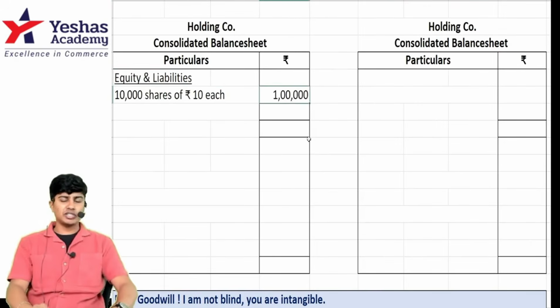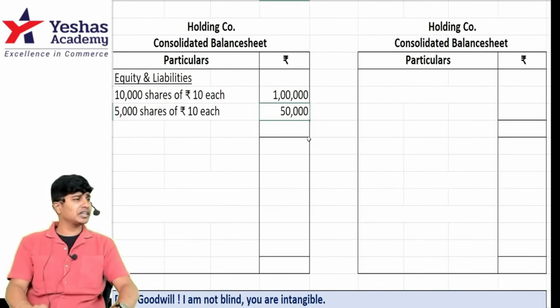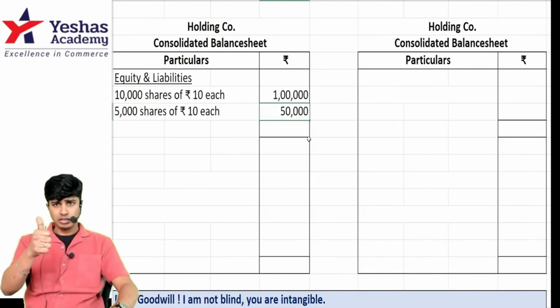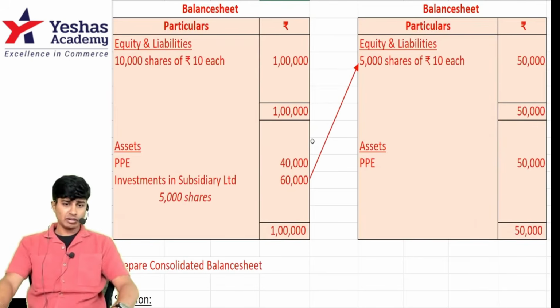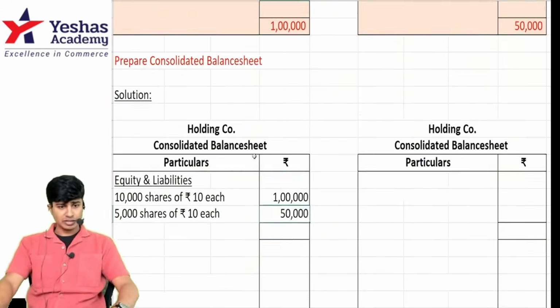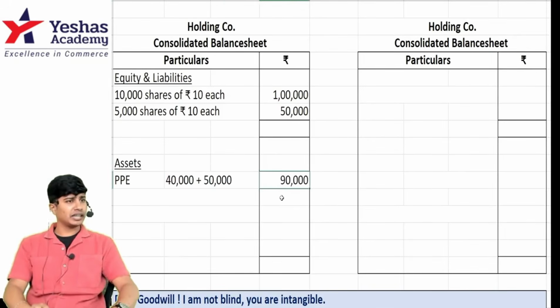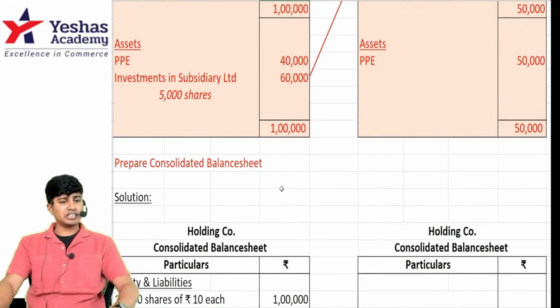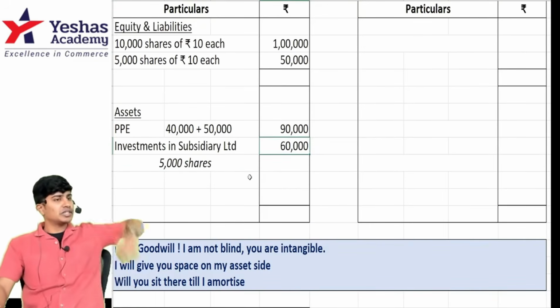10,000 shares of rupees 10 each, 1 lakh. I'll write their share capital also. 5,000 shares of 10 each, 50. Done. Now come to asset side. PPE, mine, 40. Theirs, together, 90. Shall I write 40 plus 50, 90? Next, investment. 5,000 shares, 60,000. Whatever is the value.